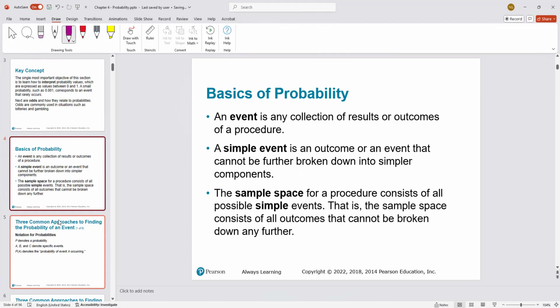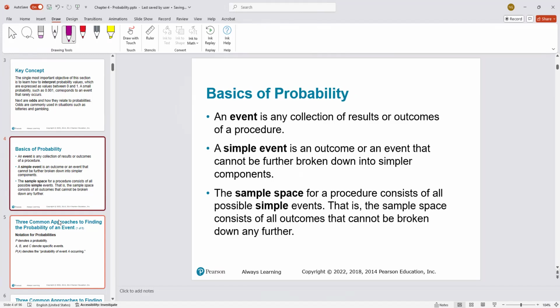An event is a subset of a sample space. The sample space is everything. This is where you list all the possible outcomes. But we said an event is a collection of results or outcomes of a procedure, right? So for example, if you roll a die, how many possible outcomes are there? The die has six sides, so you have six possible outcomes. If you flip a coin, how many possible outcomes? It's only two. You can obtain a head or you can obtain a tail.